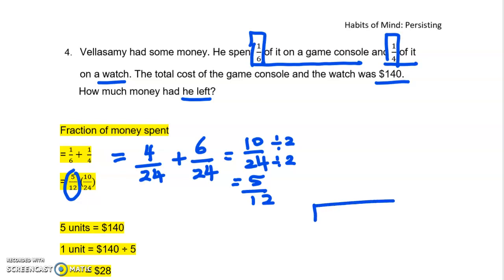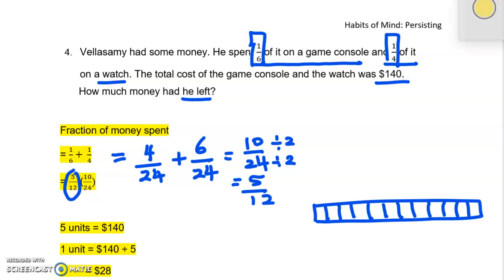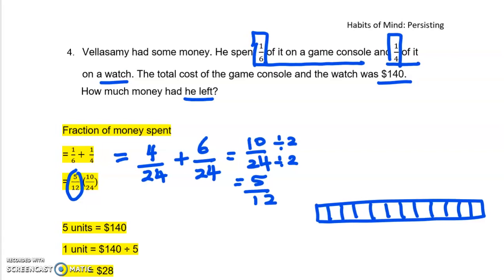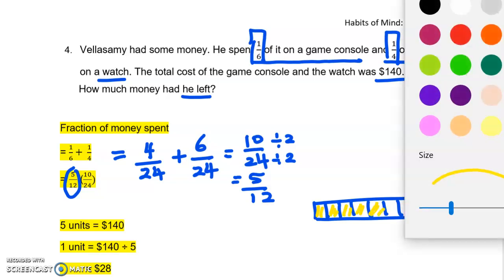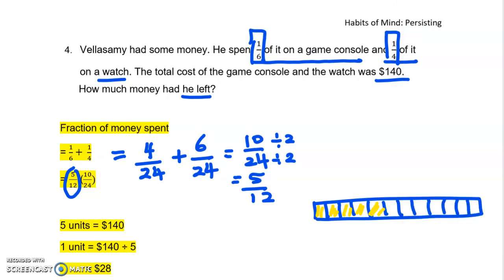So if I were to draw my model, I would have how many parts? Yes, there will be 12 parts. 1, 2, 3, 4, 5, 6, 7, 8, 9, 10, 11, and 12. So I will have 12 parts, and 5 of the parts, okay, let's try that again. 5 parts would have been spent on the game console and the watch, and that will be $140.